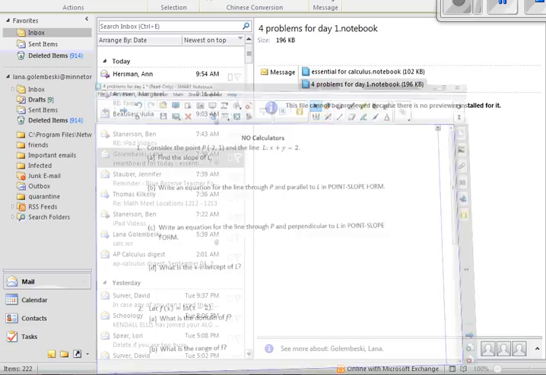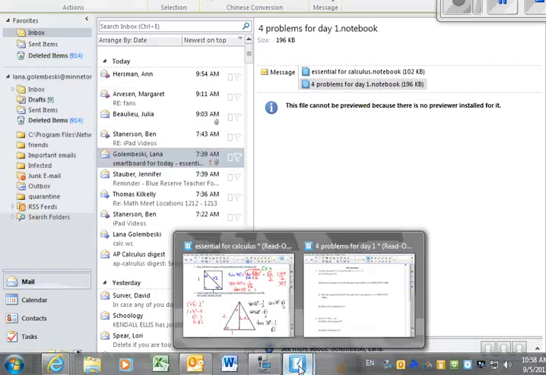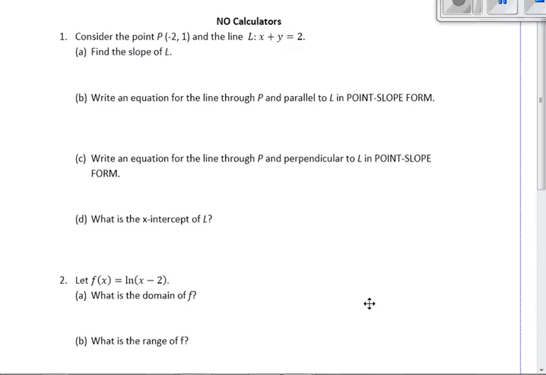sheet from yesterday. Whoops. I hit the wrong button. There we go.